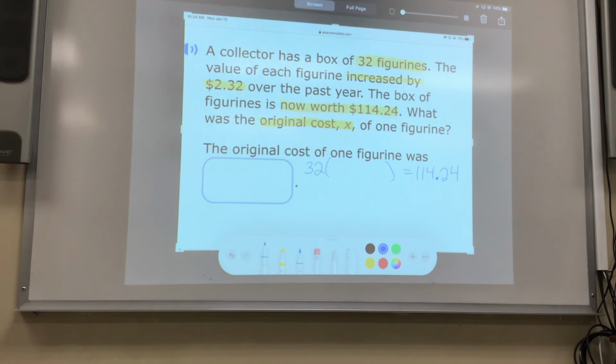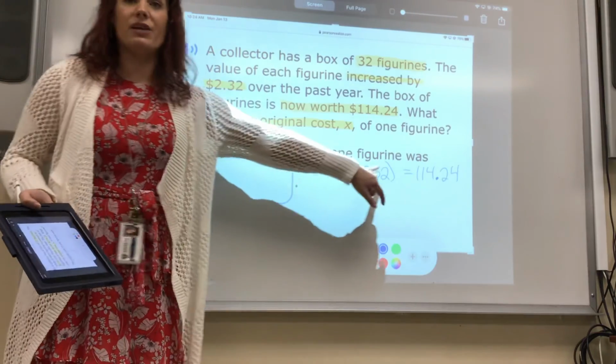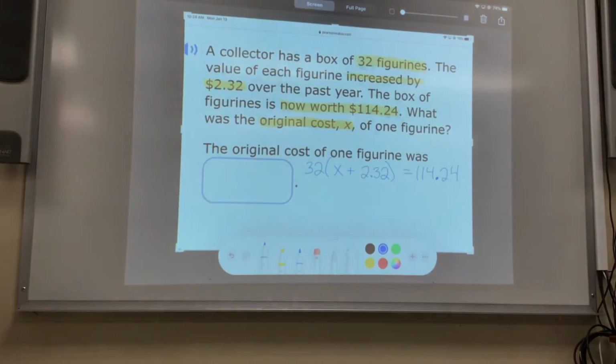I know they were x dollars, and I know how much they increased by. What expression is that? Carolyn? x plus 2.32. Yep. So they were some amount of money and they increased by $2.32. That's the expression for their current value.